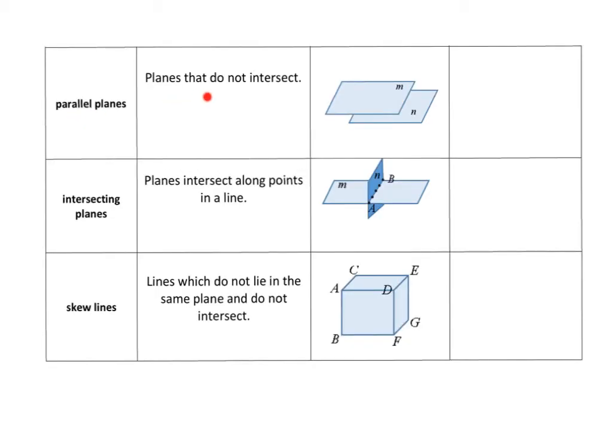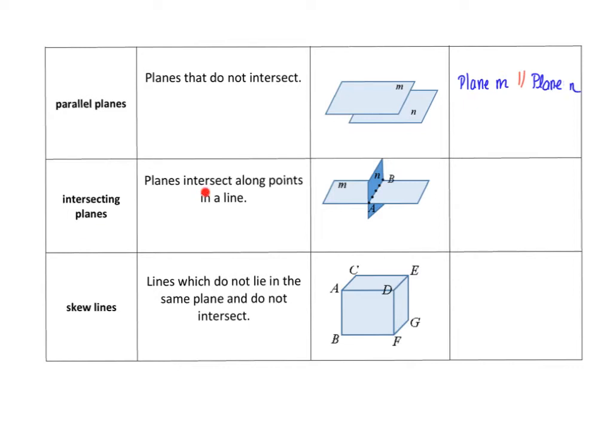Parallel planes are planes that do not intersect. So this means that plane M is parallel to plane N. Think about if you had 2 sheets of paper, right? You had one sheet of paper and then another sheet of paper, and you're just holding one on top of the other without intersecting. That would be an example of parallel planes.